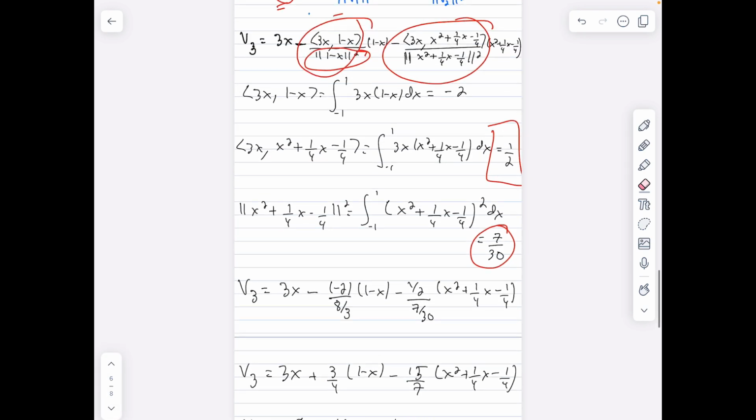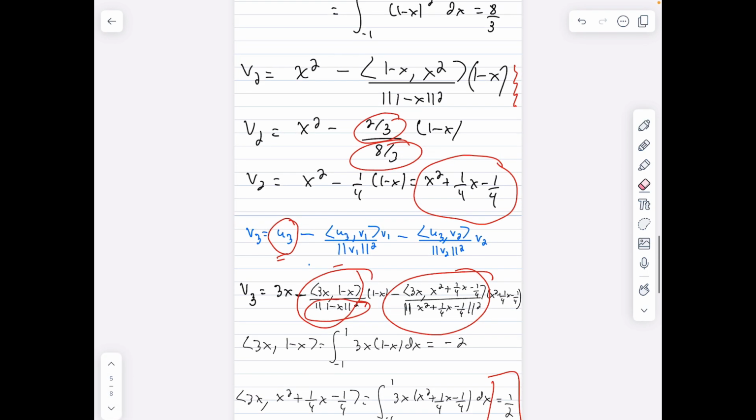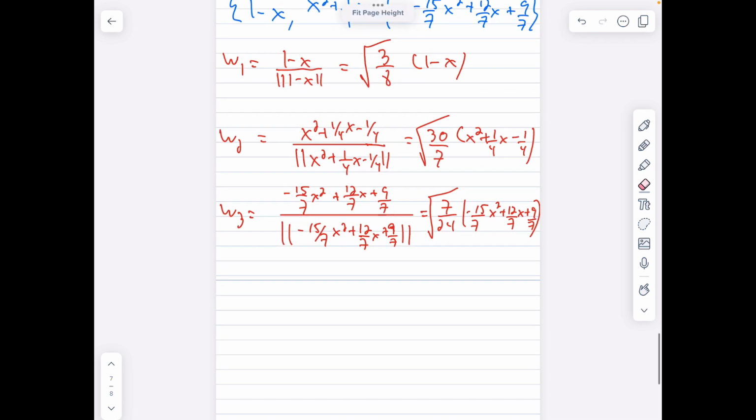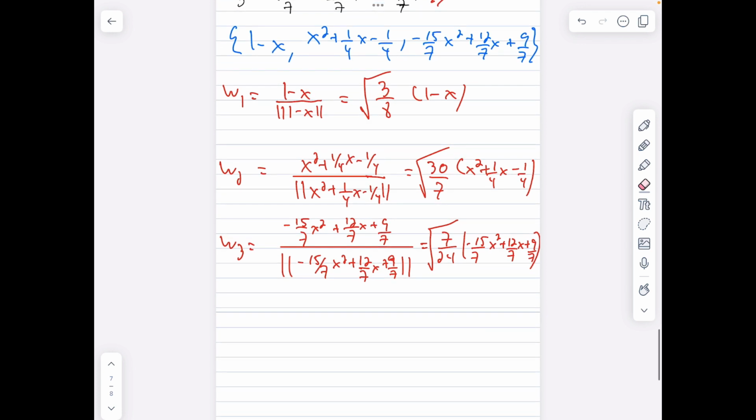That's how this process works out. So yeah, kind of tedious, but pretty much doable, okay?